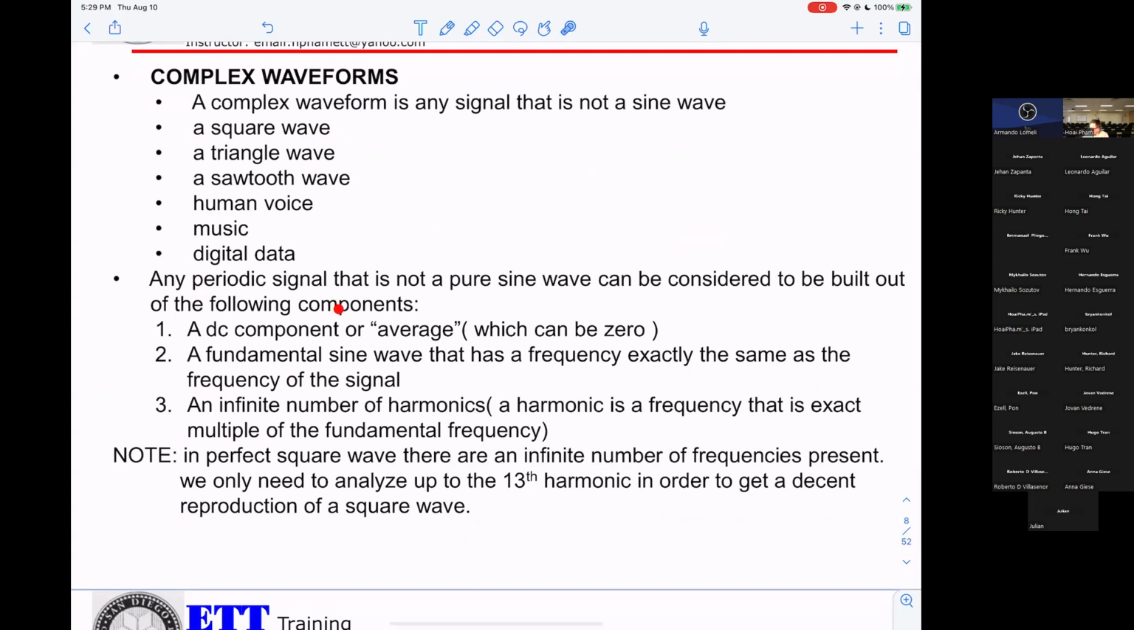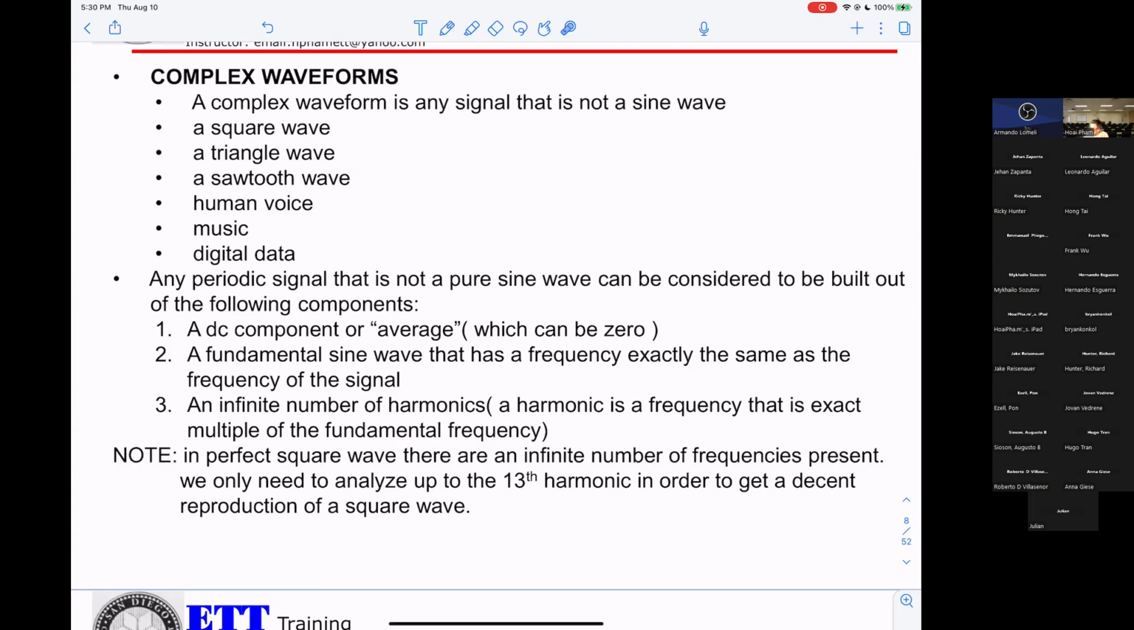Any periodic signal that is not a pure sine wave can be considered to be built out of the following components: a DC component or average, which can be 0; a fundamental sine wave that has a frequency exactly the same as the frequency of the signal; and an infinite number of harmonics. A harmonic is a frequency that is an exact multiple of the fundamental frequency.